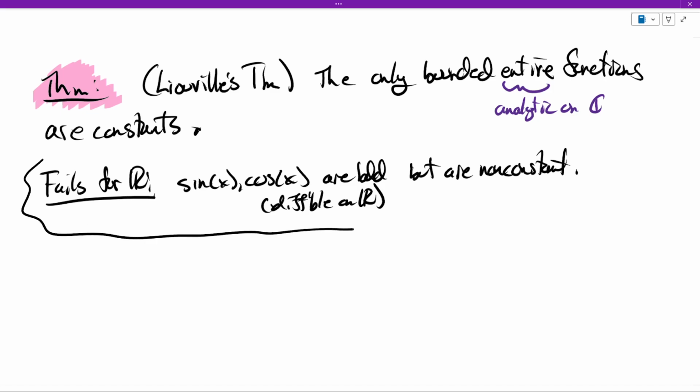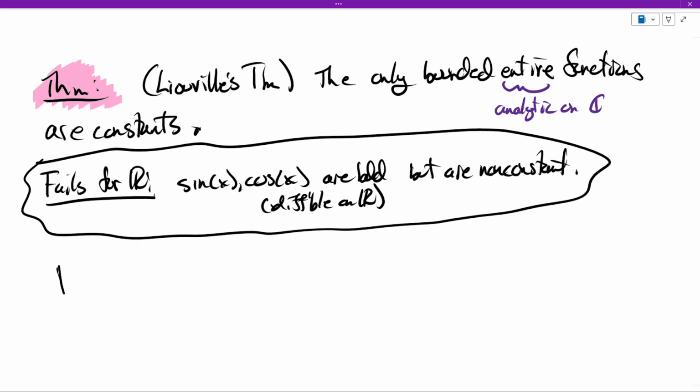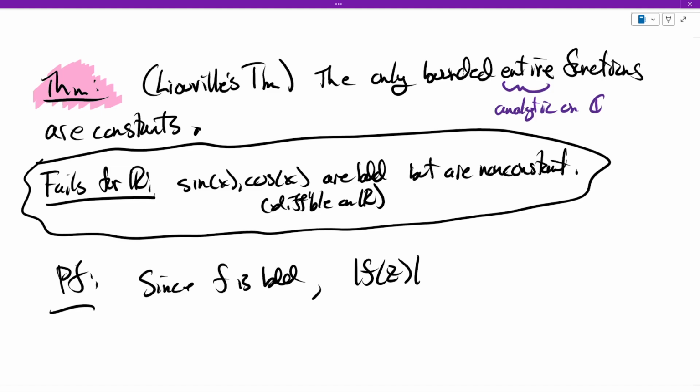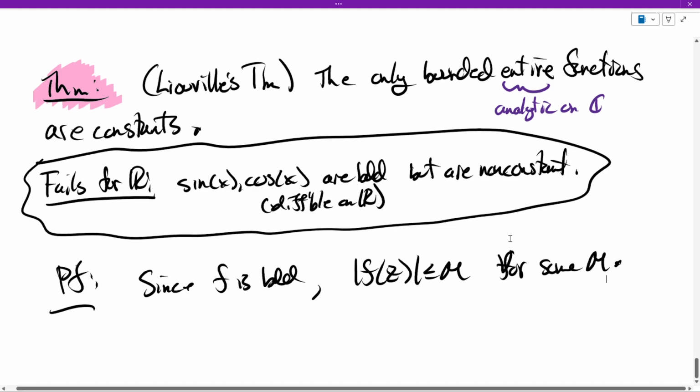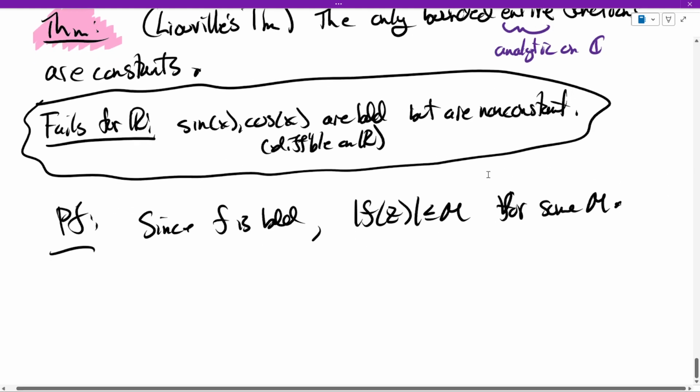So here's our thought bubble. Let's put that to the side. Let's prove Liouville's theorem. The proof is not going to be difficult. Since f is bounded, the modulus of f is less than or equal to M for some M. No matter what value we plug in, it will not exceed M in modulus.